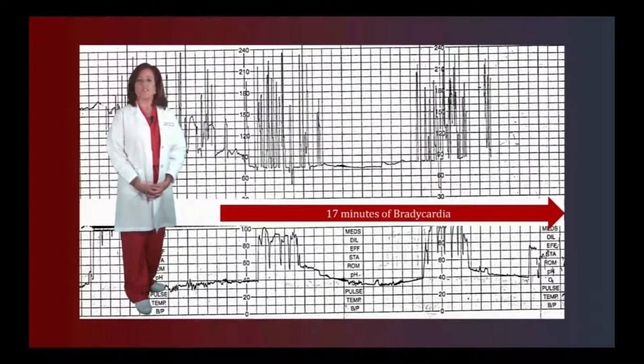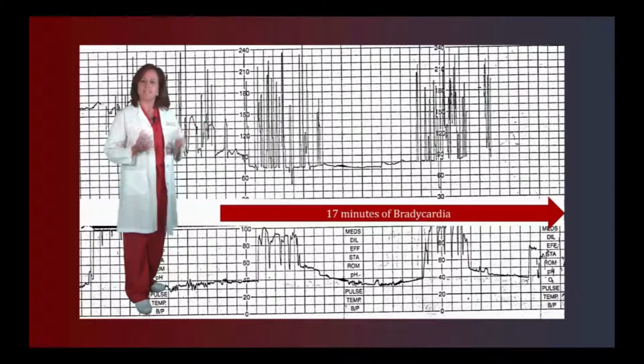This strip evolved from minimal variability and 1 8-minute prolonged deceleration 2 hours preceding this strip into 17 minutes of bradycardia. This discussion will offer recommendations and guidelines for incorporation of the new 2008 NICHD 3-tier fetal heart rate interpretation system into practice.